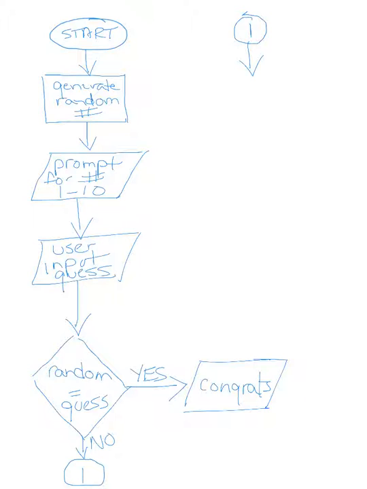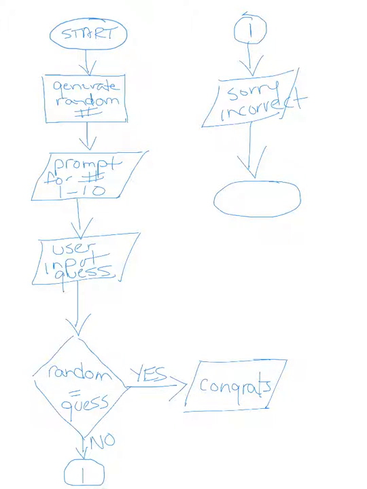If the user has not got it right, then the computer has to output a message. That message says, sorry, incorrect. And then, as we said, after the sorry, incorrect, we also have to end the game. Now, the only way to end the game is, again, through an oval. Remember I said there are 2 ovals in every program, one for the start of the program and one for the end of the program.